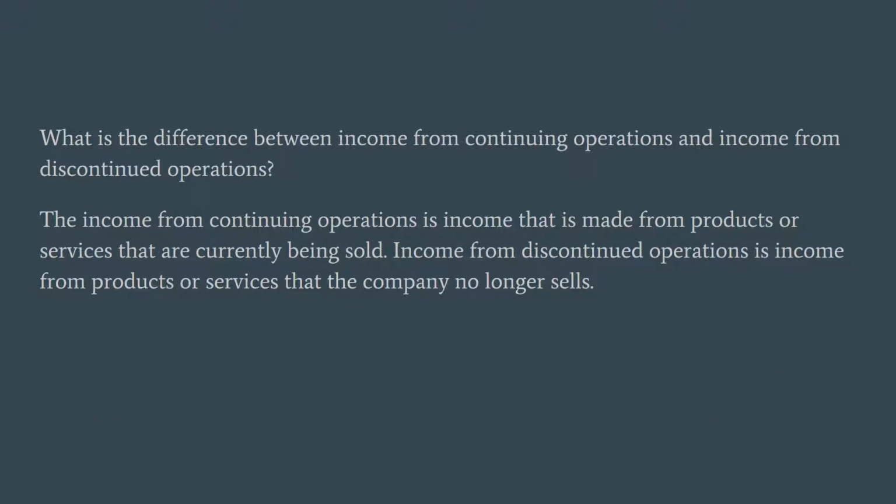What is the difference between income from continuing operations and income from discontinued operations? The income from continuing operations is income that is made from products or services that are currently being sold. Income from discontinued operations is income from products or services the company no longer sells.